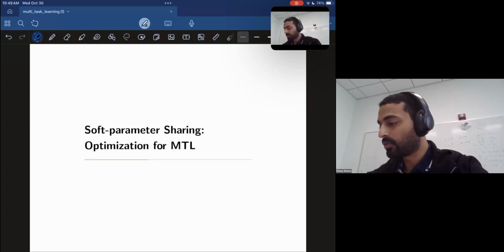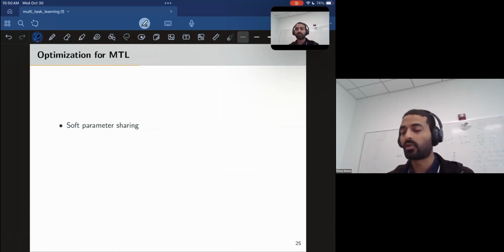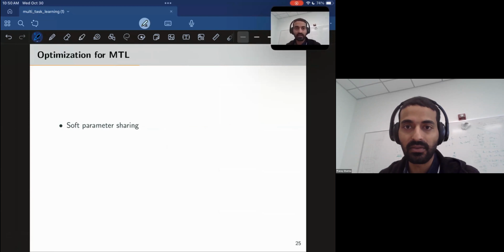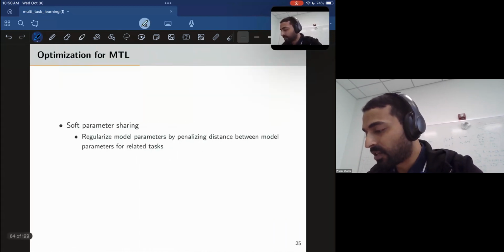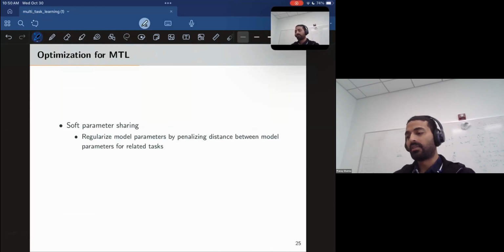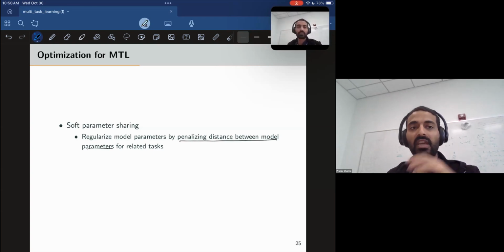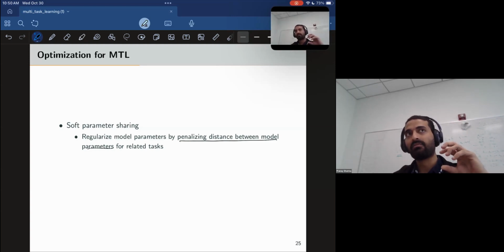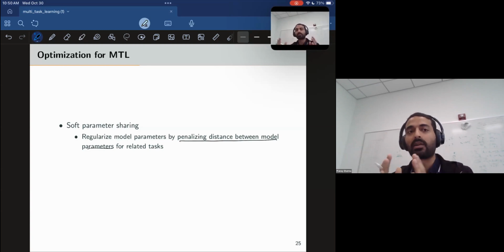Okay, let's continue. So this section will have a bit more math. In the previous section, we just looked at architectures and it was all hand wavy. Here, maybe we can say things a bit more concretely. So we are going to talk about soft parameter sharing, where we regularize the model parameters for different tasks, and we do that by penalizing the distance between model parameters. So we have models for different tasks, and because we want to make sure that there is some shared structure between these models, we will enforce these different models to be close to each other. So we'll penalize the distance between them.